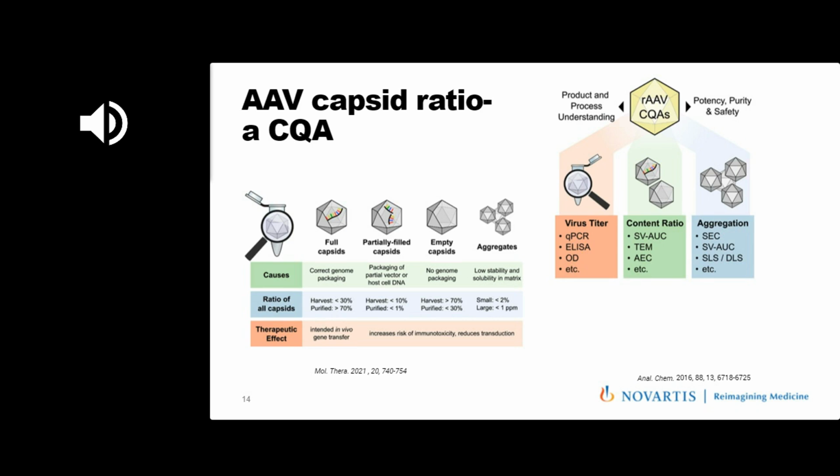Just to bring you on the same side, the reason why the empty capsids are so important, and why it led to a tremendous increase of AUC work over the last years, is that empty capsids have zero therapeutic effect because there's no nucleic acid in there, but of course they may still stimulate immunogenicity, so they are an unwanted product or side product within your formulation.